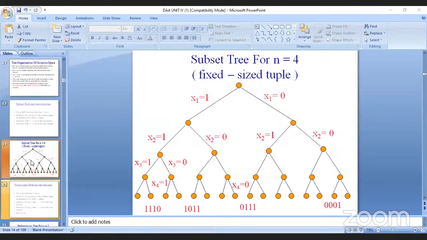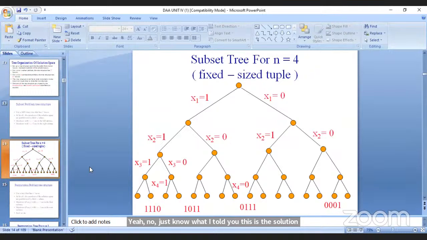Yeah, now just here, just now what I told you, this is the solution. Now just here, subset tree for n is equal to 4. So it is a fixed size tuple.